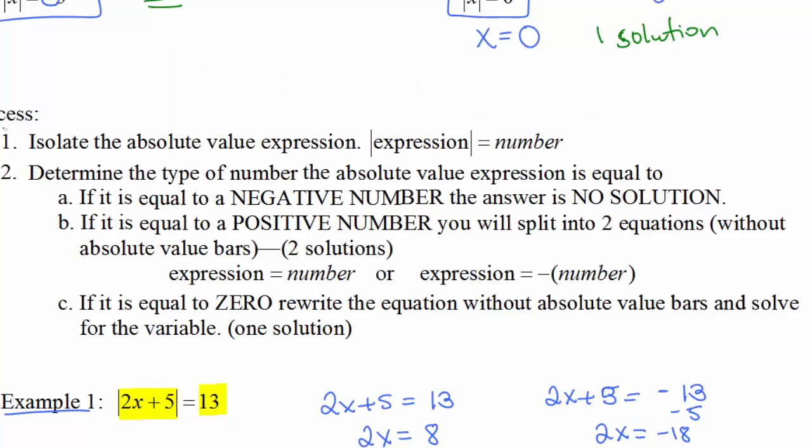So going back to your process, remember we need to isolate and look at what kind of number the expression is equal to. If it's negative, no solution, you don't have to do any work. If it's positive, you have to break it up into two equations and get two solutions. And if it's a 0, it's just one solution. Pretty easy work.